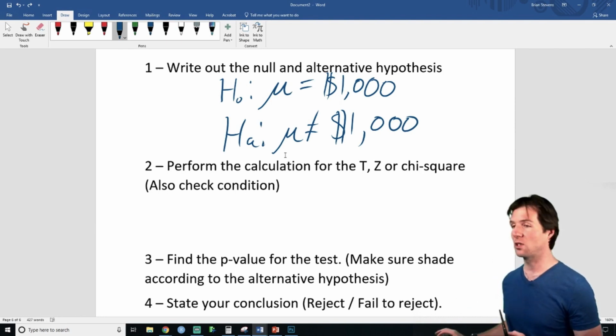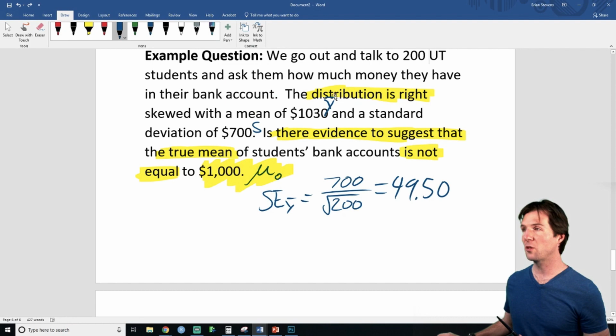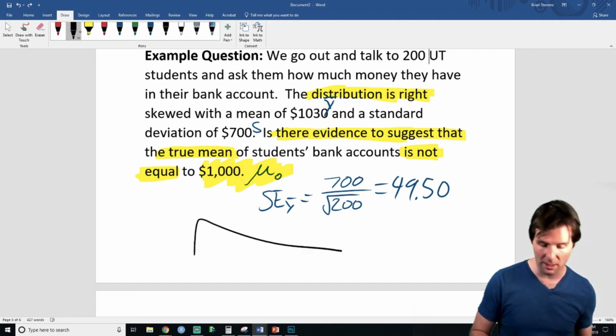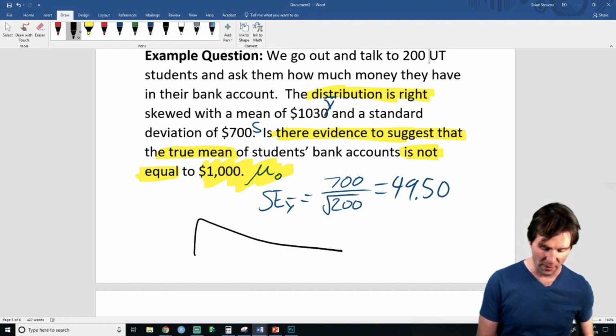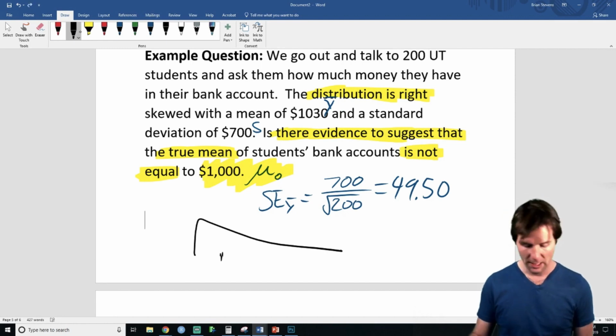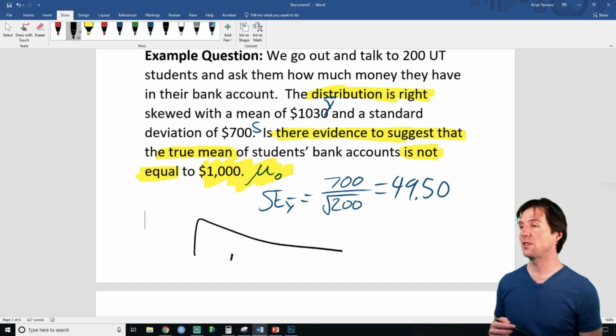And then the last condition for this is nearly normal. If you notice, I highlighted that the distribution is skewed to the right. That's because there's probably some students with very large bank accounts like this. So you could say 1,000 is here, or I'm trying to think where 1,000 would be. It'd probably be over here because it's a right skew distribution, or maybe a little further over. But wherever it is, it does have a right skew to it.